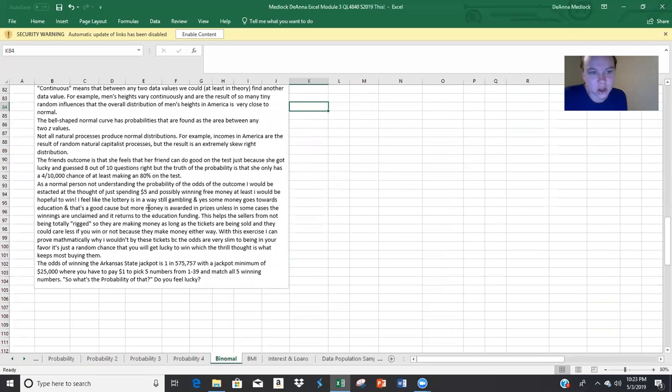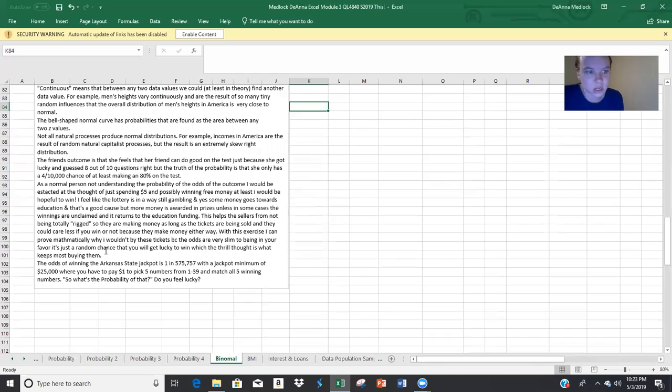So I feel like the lottery is in a way still gambling, and yes, some money goes toward education, and that's a good cause, but more money is awarded in prizes, unless in some cases the winnings are unclaimed and it returns to the education funding, which Arkansas does do a lot of education funding off of the lottery. This helps the sellers from not being totally rigged. So they are making money as long as the tickets are being sold, and they could care less if you win or not, because like we showed, they make money either way.